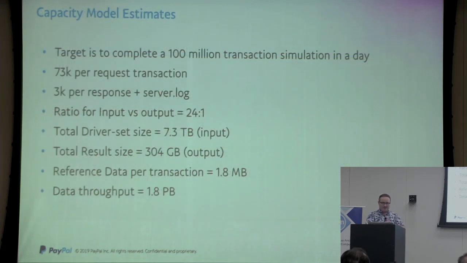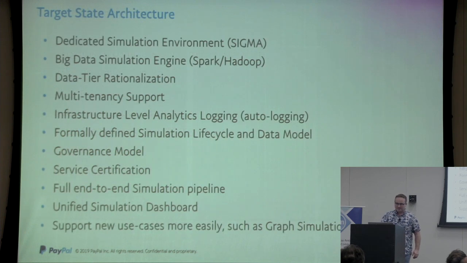Okay, the capacity estimates, I won't dwell on these too much, we've already talked about it. So pretty much for that large simulation of 100 million, it's 1.8 to 2 petabytes worth of network throughput and data processing. So that's the scale we're dealing with, right?